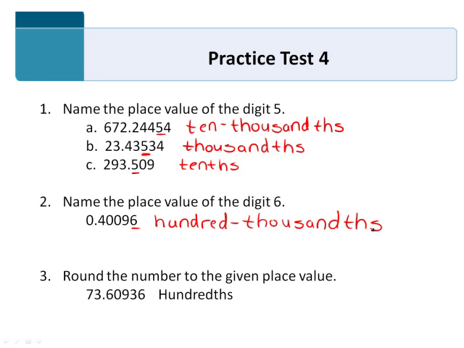Okay, number 3. Round the number to the given place value. So we want to round this to the hundredths. So the 0 is in the hundredths place, so you're looking at the 9. Since the 9 is 5 or bigger, we're going to add 1. So you add 1 and 0 is 1. You bring down the 6, the 3, and the 7. So I'm just going to write it so it looks nicer over here. 73.61 is your answer.